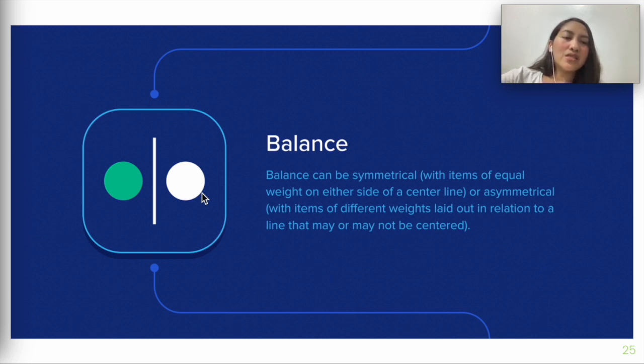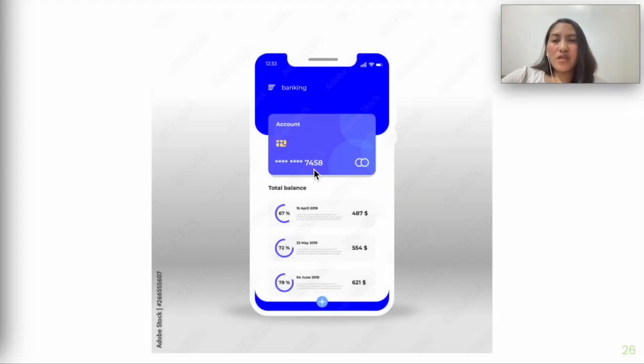So we have balance. It is the symmetrical or asymmetrical layout of a user interface. So it can be symmetrical or asymmetrical. So this is an example of a balance where what you see on the left side is balanced on the right side. This is an example of a symmetrical balance. We also have the so-called asymmetrical balance where sometimes the bigger portion or element on the left is bigger than that of the right, but still it appears to be balanced.